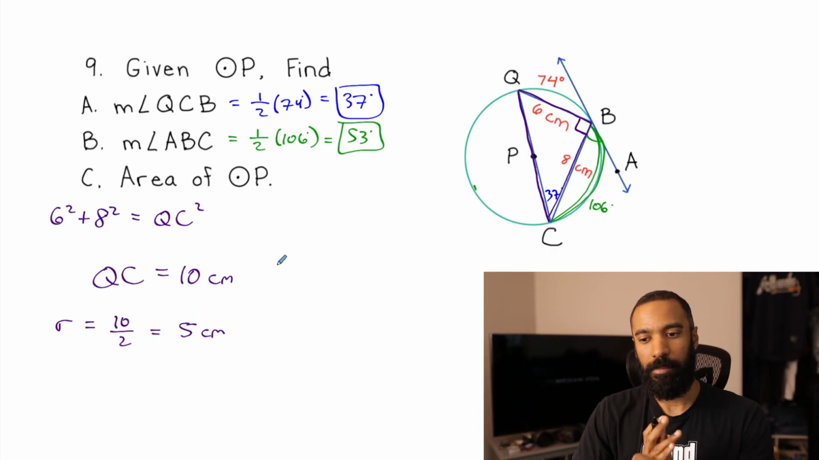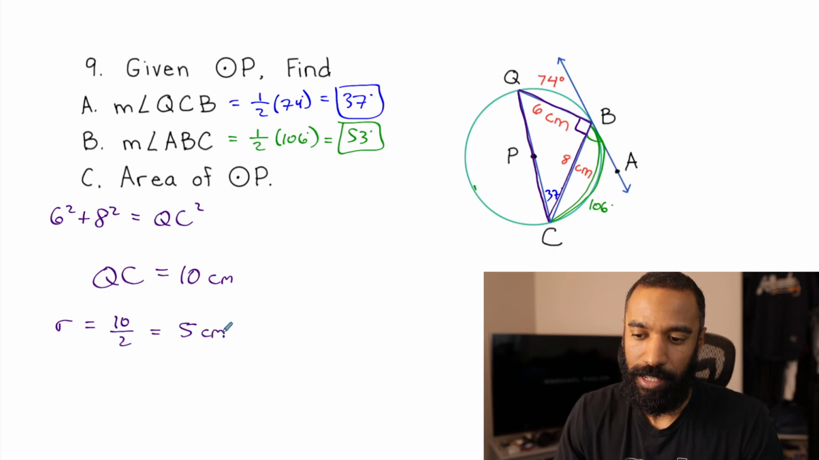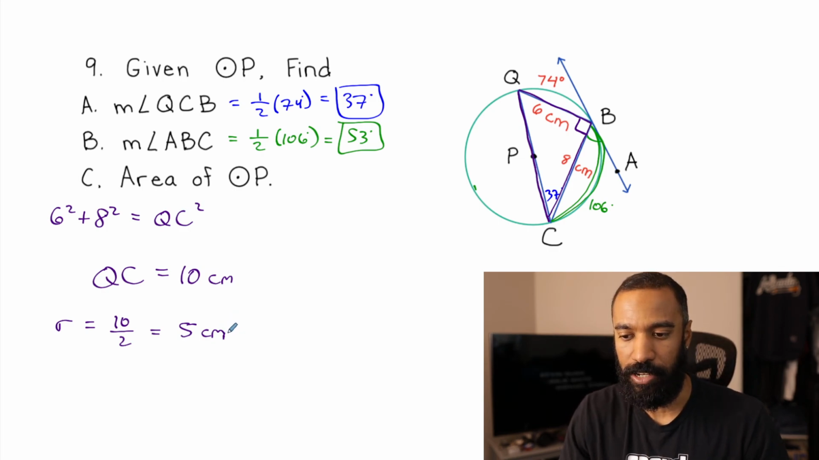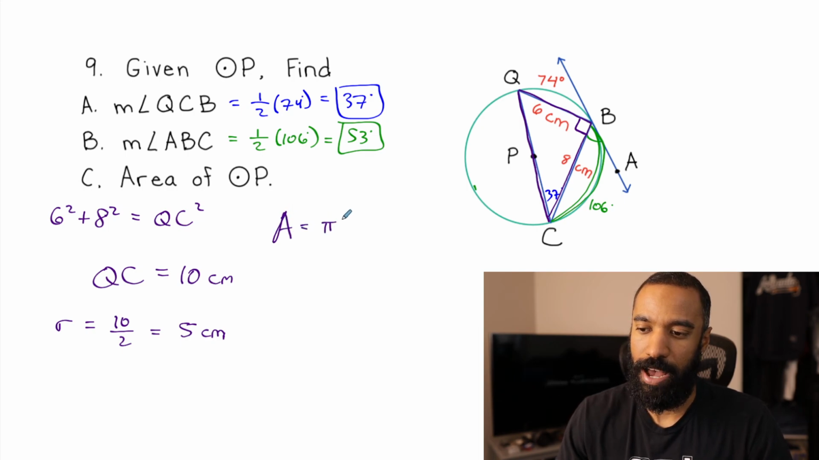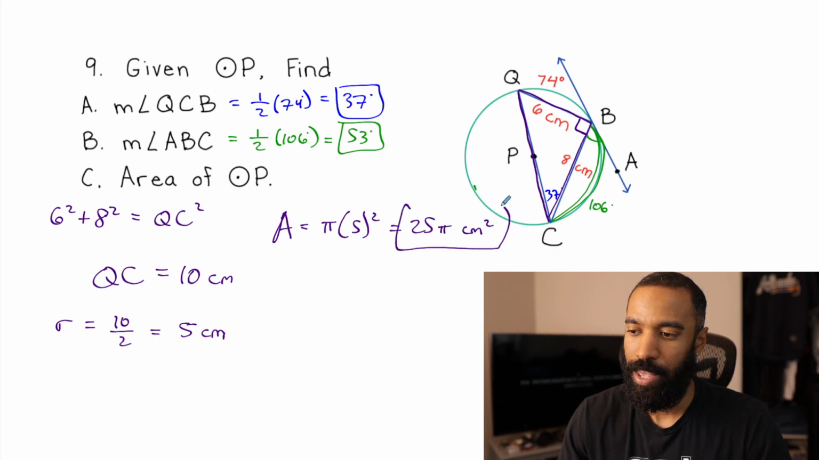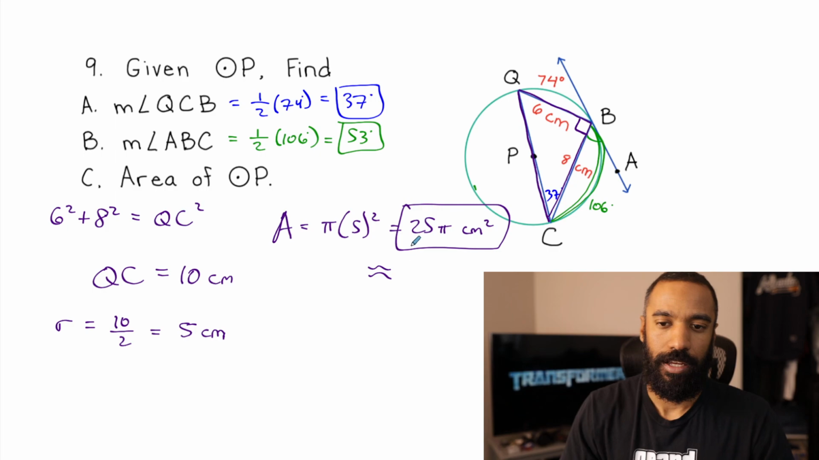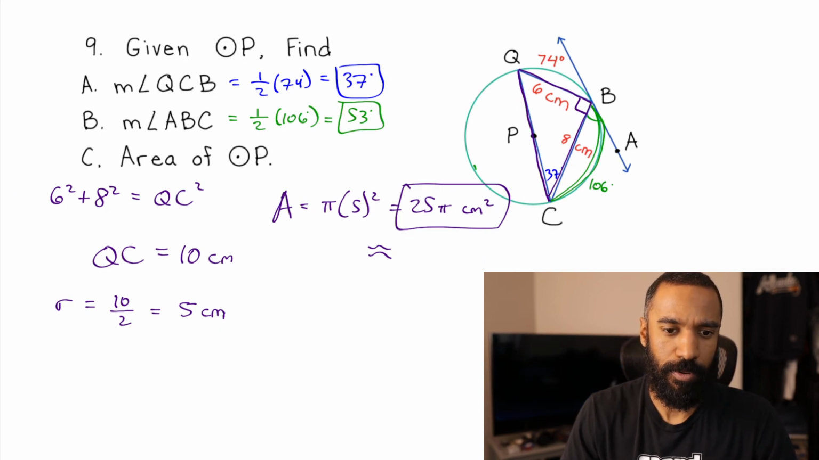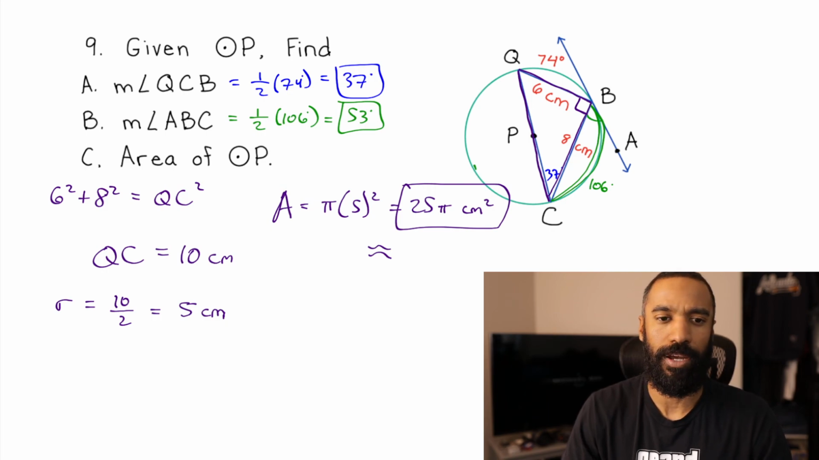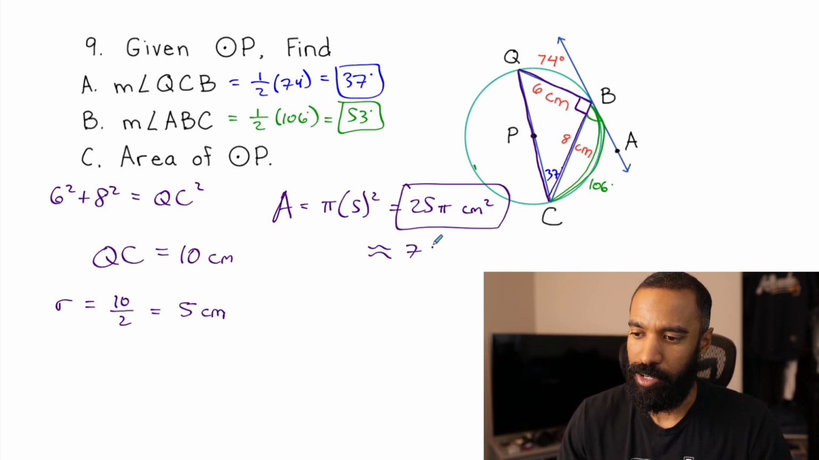We use 5 centimeters to find the area of just the circle. I thought it was going to be a sector. To find the area of the entire circle here, the area is pi times r squared, which is 25 pi square centimeters exactly. Approximated, with the calculator one more time, 25 pi is approximately 78.5 square centimeters.